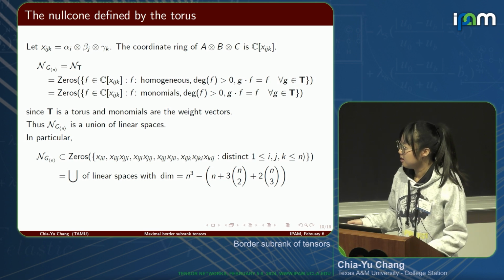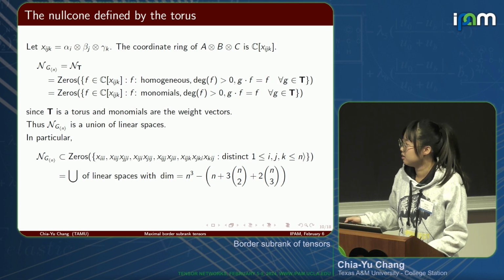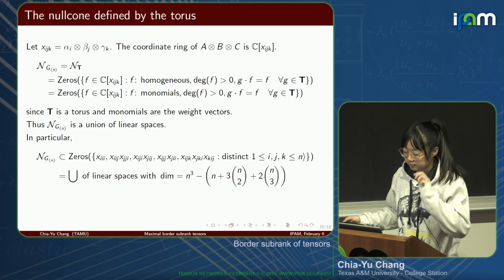And this zero set, because those variables are not repeated, is in fact equal to the union of linear spaces with dimension equal to n cubed minus the number of those monomials, which is this number, where n is by counting this monomial, n choose 2 is by counting these 3 monomials, and n choose 3 is by counting the number of these monomials.